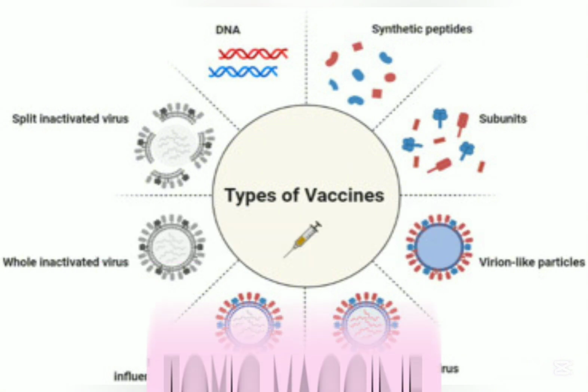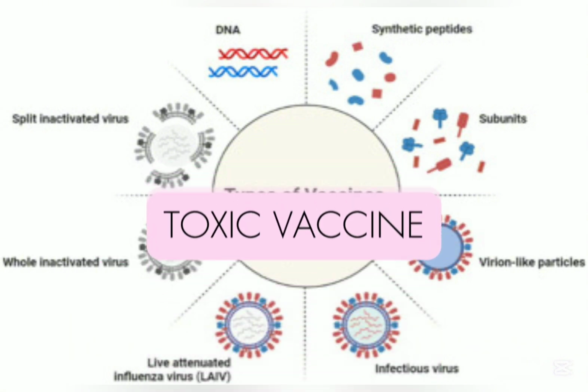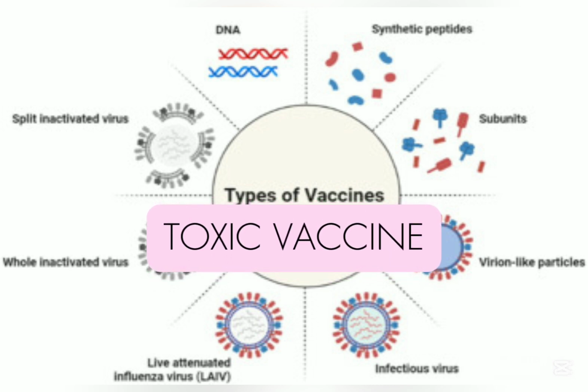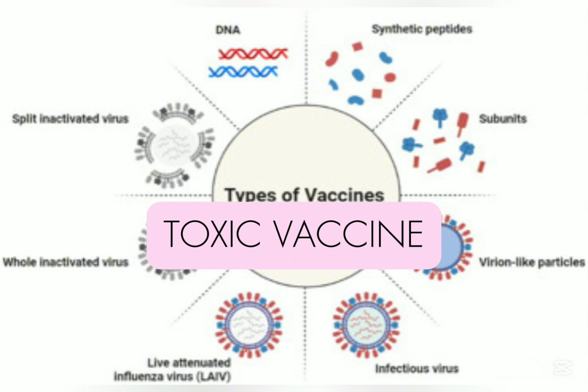Toxoid vaccines. These vaccines contain inactivated toxins produced by bacteria. The bacteria's toxins are inactivated so they can no longer cause harm but still stimulate the immune system. The examples we have are the tetanus vaccine, diphtheria vaccine, and botulism vaccine.